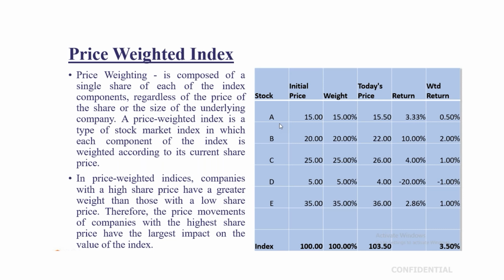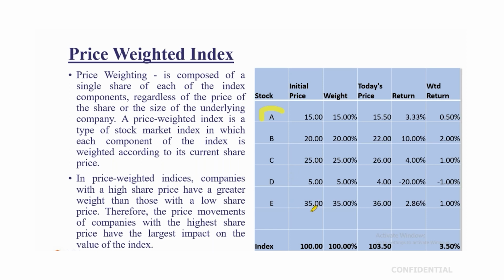Let's say there are 5 stocks A, B, C, D, E in the index. Now each stock will have a different price, right? It is not that the stocks will have the same price. Definitely the price of each stock will be different. So in this case, the price of stock A is rupees 15, the price of stock B is 20, C is 25, D is 5, and E is 35.